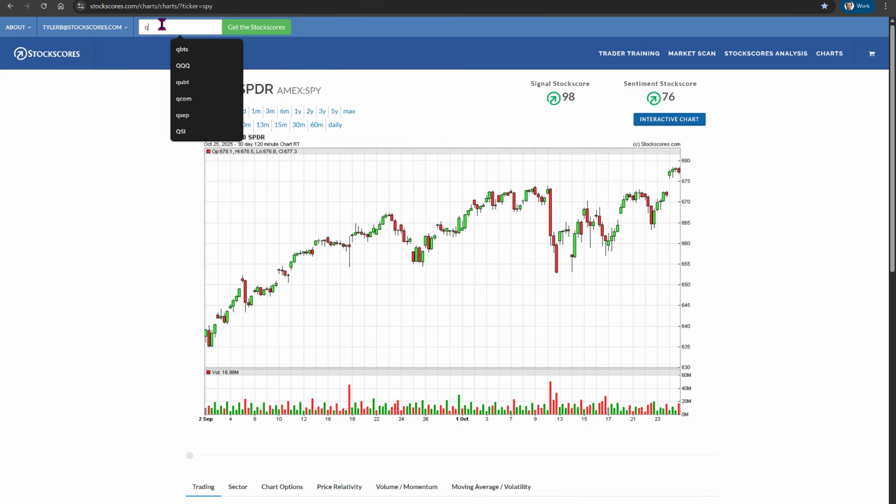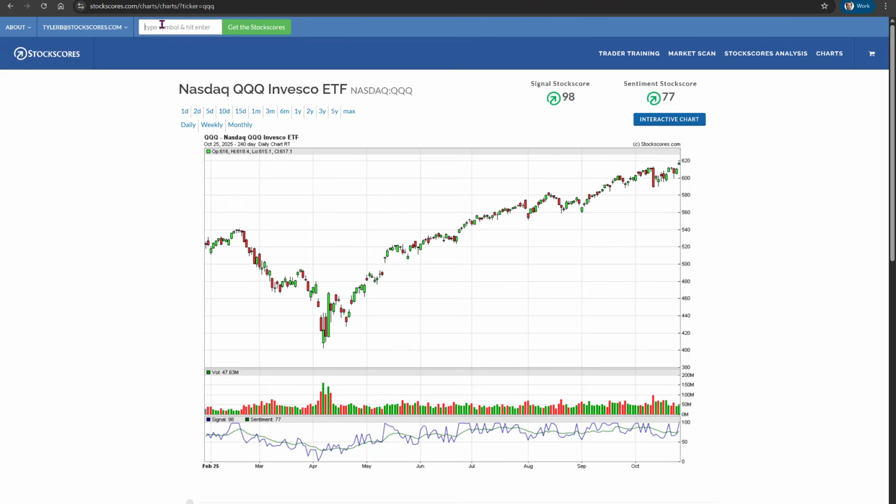Let's take a look at the NASDAQ. QQQ is the symbol. Same sort of scenario. Upward trend is intact.